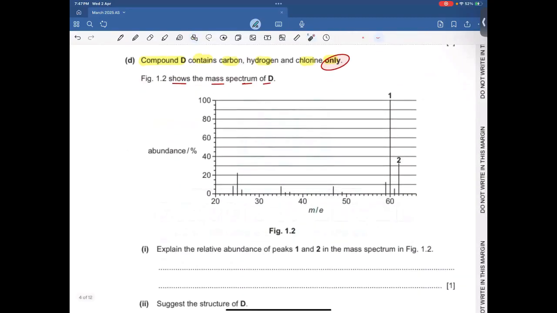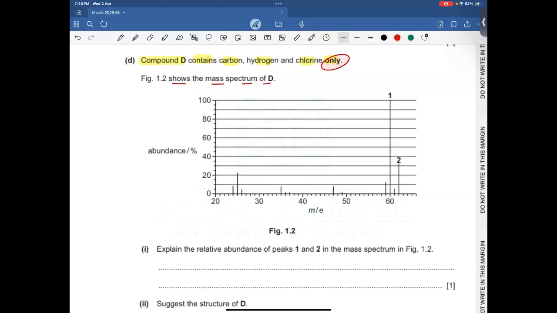Okay, this is the mass spectrum. These are the fragmentation peaks. This peak is the base peak because it has 100% abundance. There are no instructions given. They have given only carbon, hydrogen, and chlorine information.